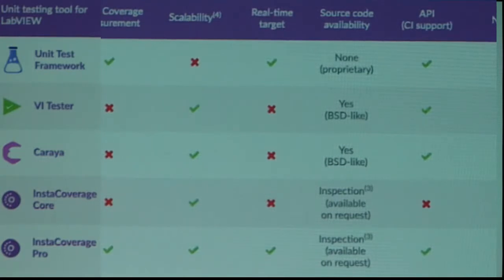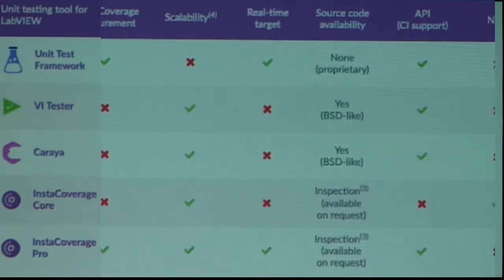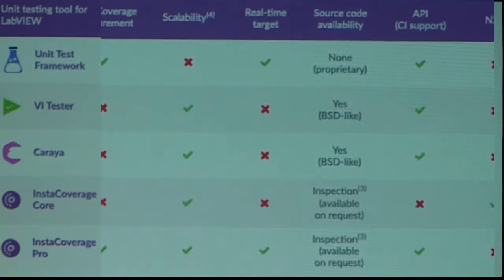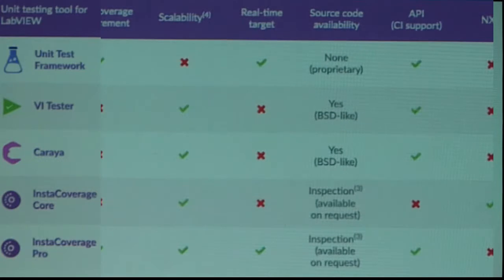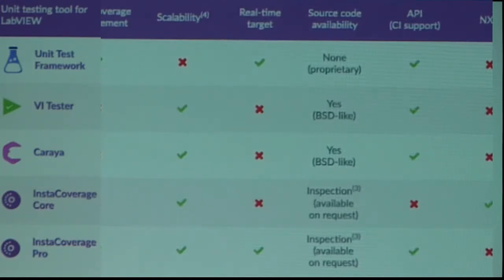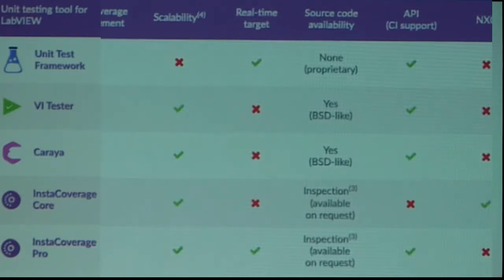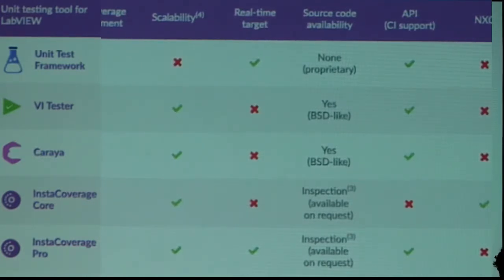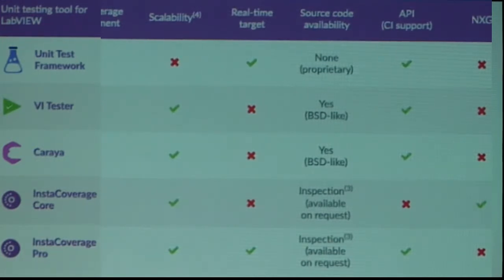The good thing about VI Tester and Pariah, obviously, is that they have their source code on GitHub, so you can see it, use it, and tailor it to your needs. The unit test framework is proprietary, so you don't have the source code with the license.